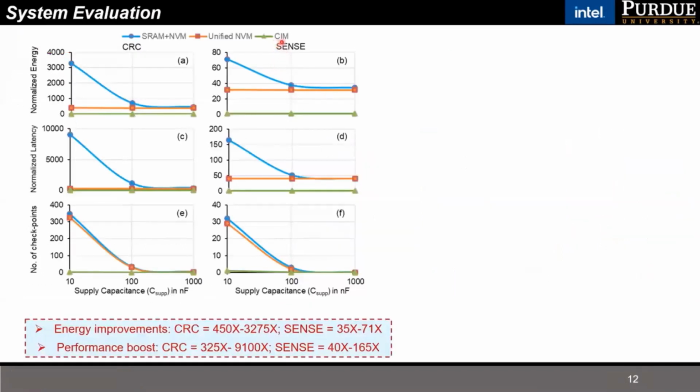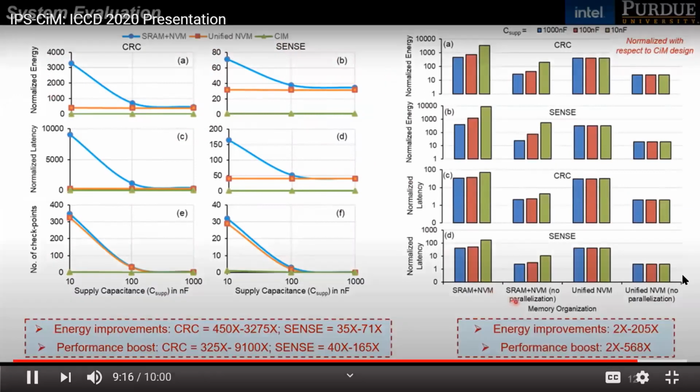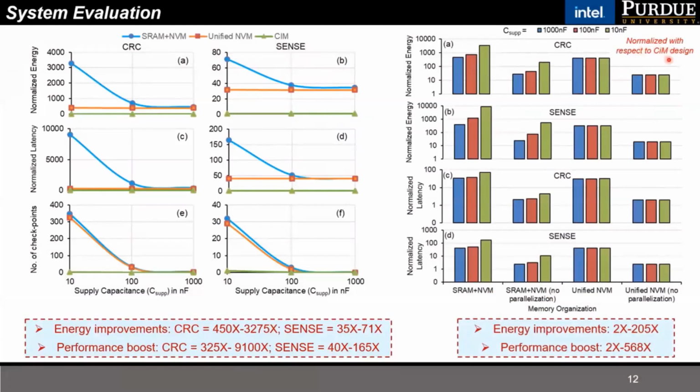We compared our proposed SIM design with respect to two baselines, SRAM plus NVM and Unified NVM, both of which perform intermittent computing. We observe excellent improvements in energy and also achieve a performance boost for the proposed SIM design. We also observe that as we decrease the supply capacitance, which delivers power to the system, the number of checkpoints increases, which directly corresponds to an increase in energy efficiency. We also compare the memories with and without parallelization, and all these numbers have been plotted normalized to the SIM design and observe excellent energy and performance improvements.